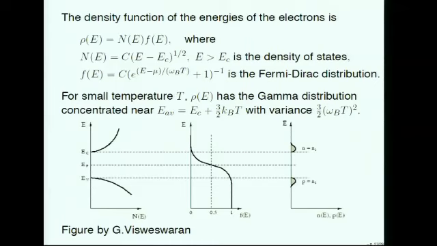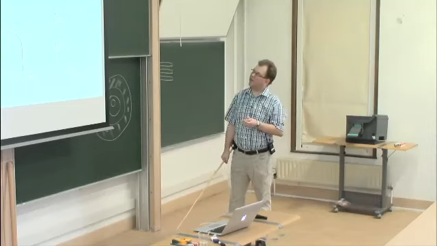the following reason. If I look at the density function of the energies of the electrons, it is a product of two factors. The density of the states looks like this. So here is the conduction band, looks like this. So it is basically energy minus the edge of the conduction band energy, its square root, like here. This density of states is multiplied with the Fermi-Dirac distribution.